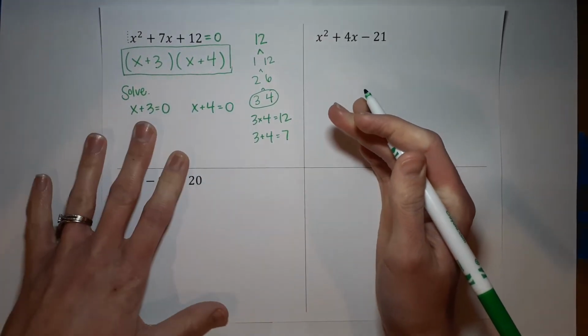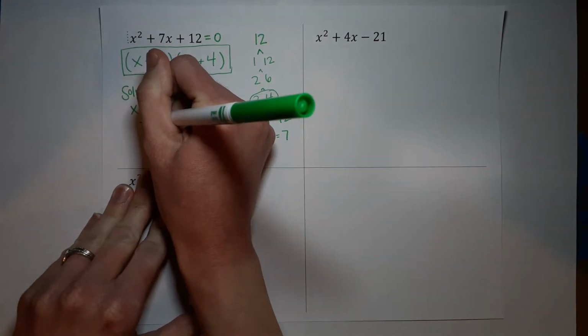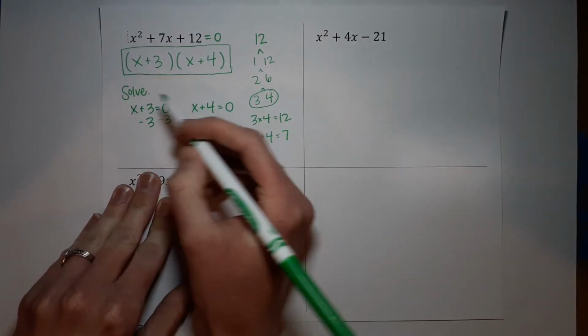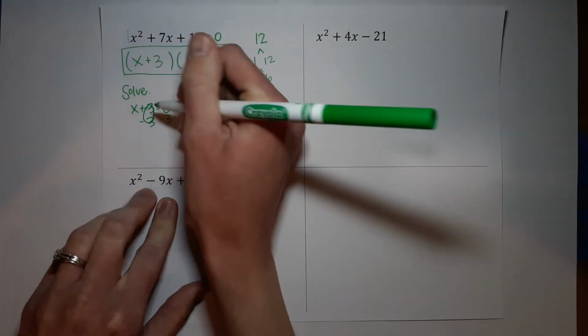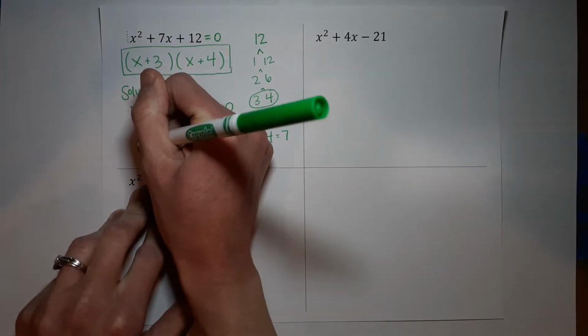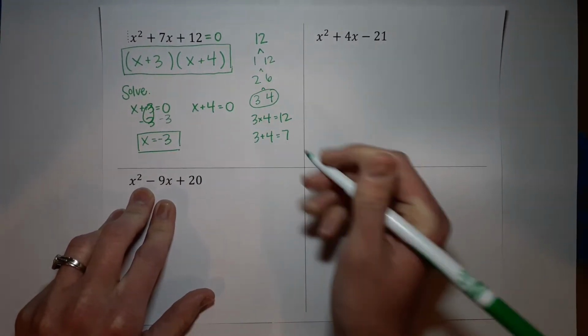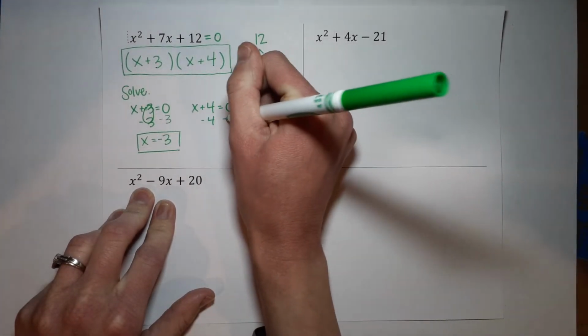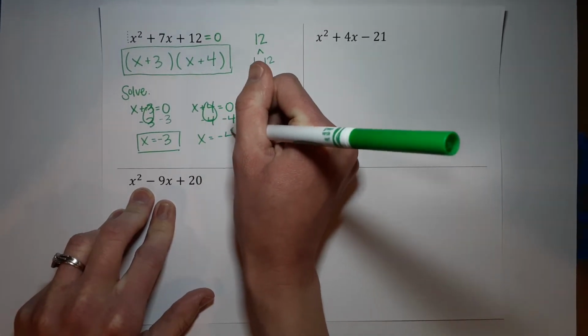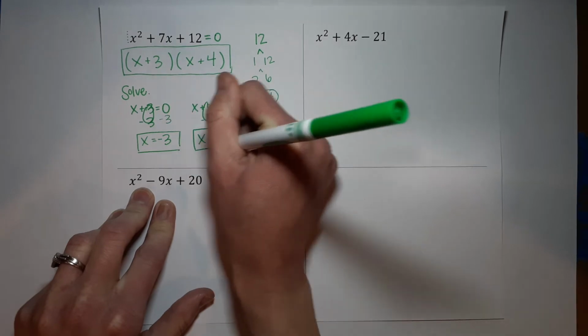Now, you've probably done this a million times, just get x alone. So if it's x plus 3, I subtract 3 from both sides. Remember, as long as I do it to both sides, it stays even, true. So I get x equals negative 3. I need to subtract 4 from both sides here to get x alone. So I get x equals negative 4.